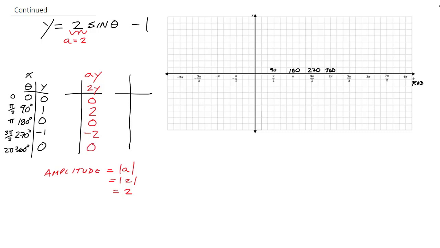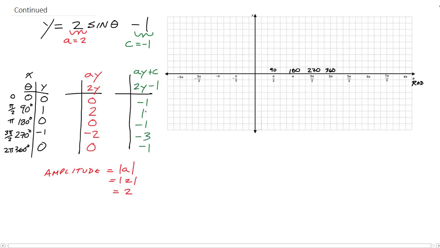All right, let's do the vertical displacement or vertical transformation or vertical translation, right? All these different names. And that is c. C equals -1. So what are we going to do? We're going to take our y's from before and we're going to add c. So in this case, 2 times y, then -1. So 0 minus 1, 2 minus 1, 0 minus 1, negative 2 minus 1, 0 minus 1. So notice how our middle was at 0, now it's at negative 1.